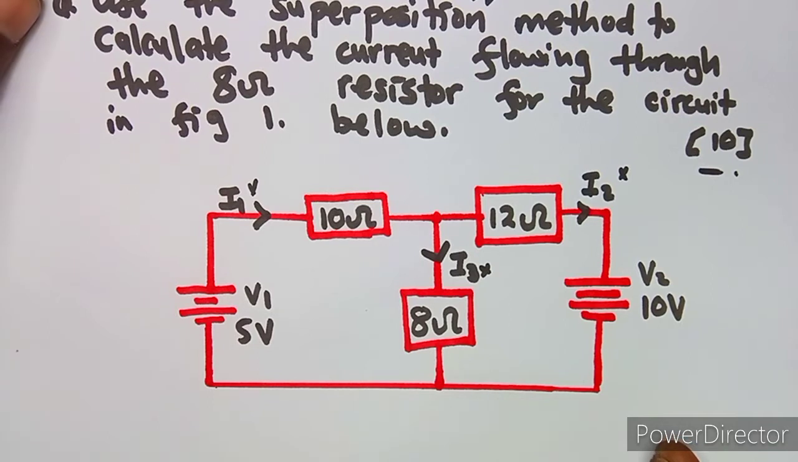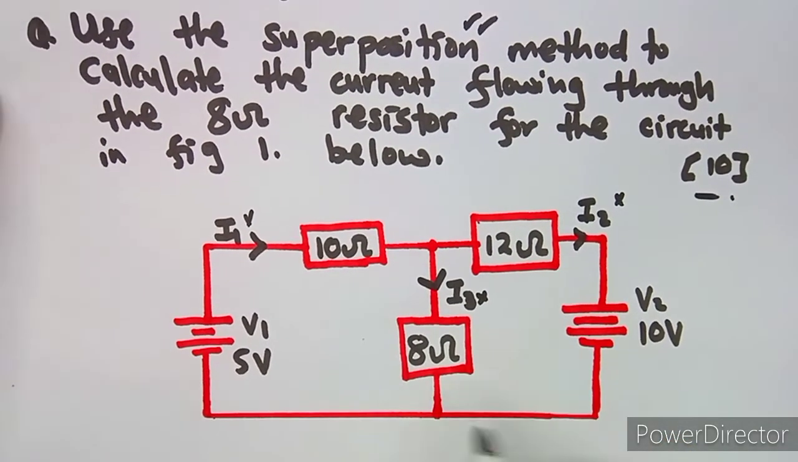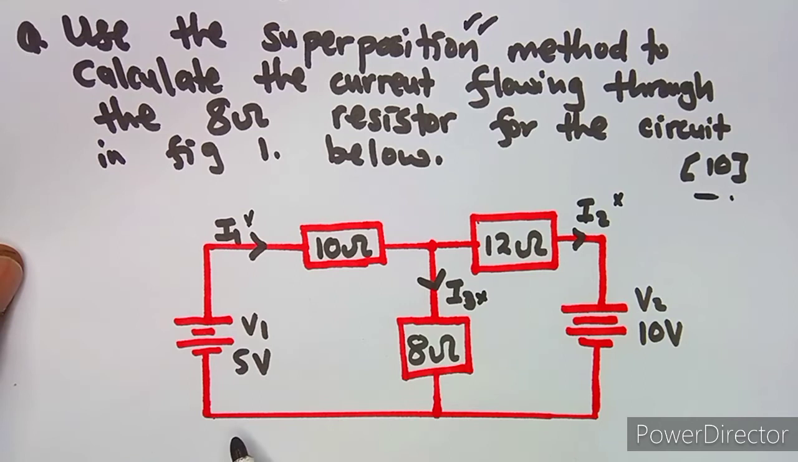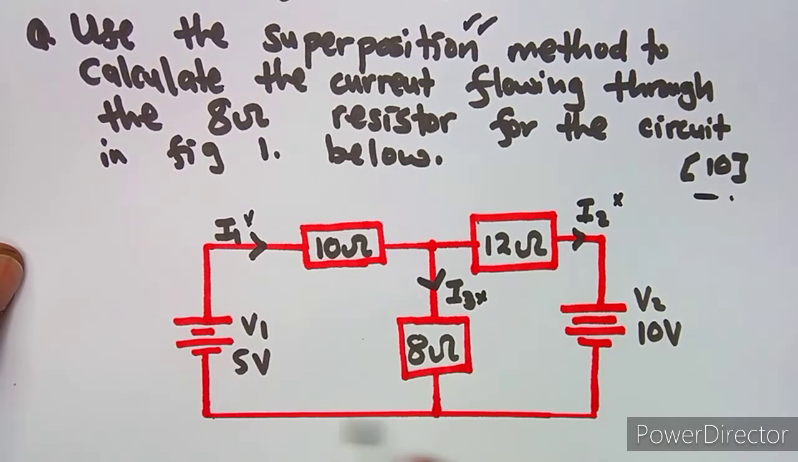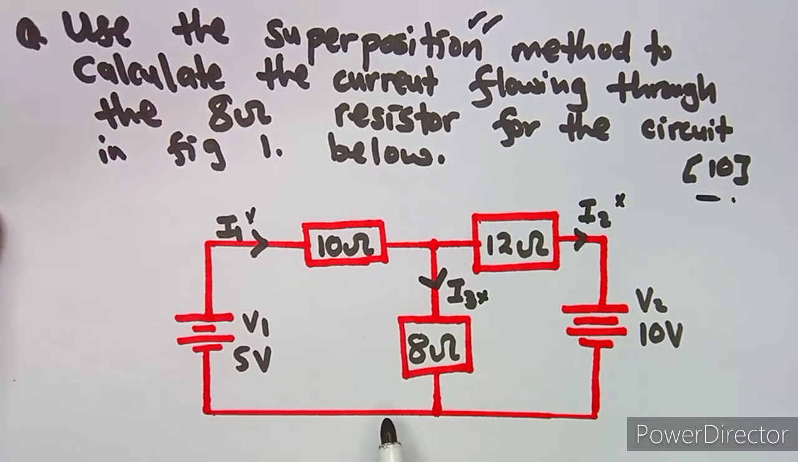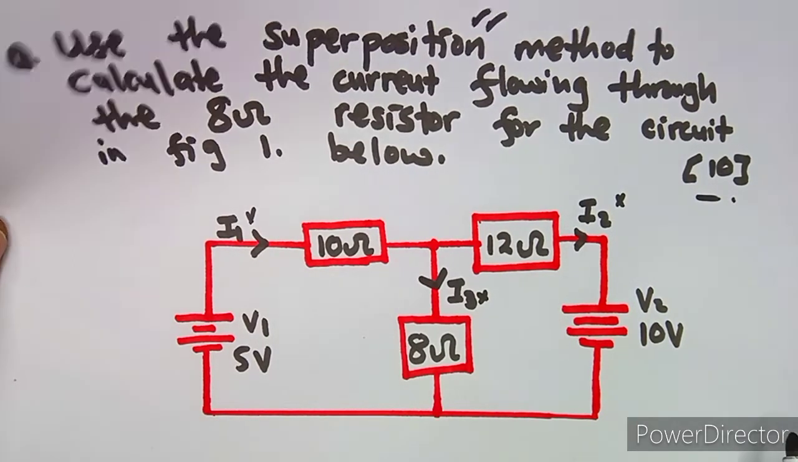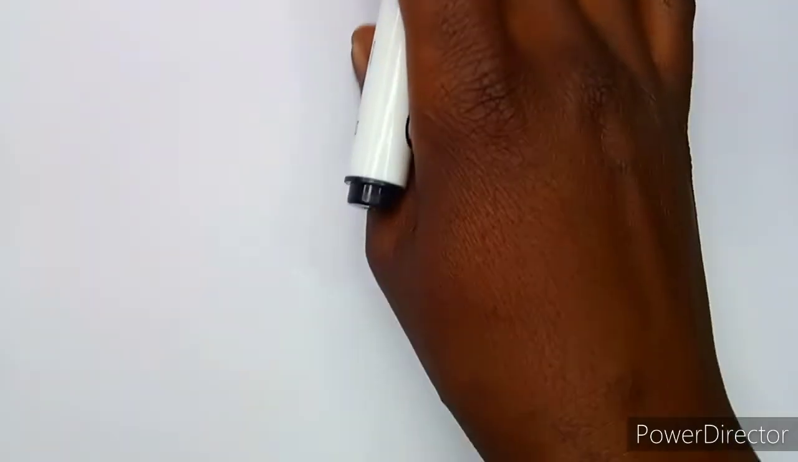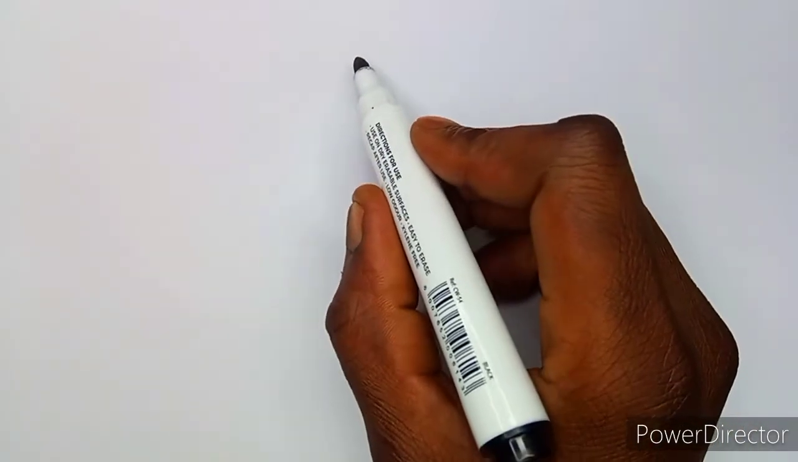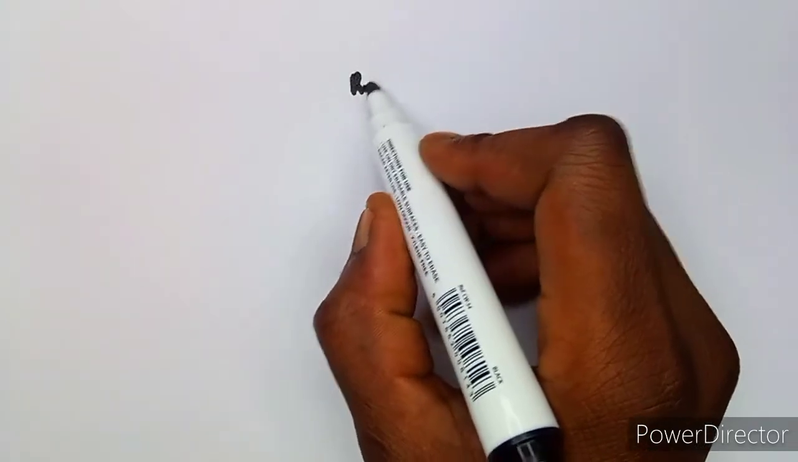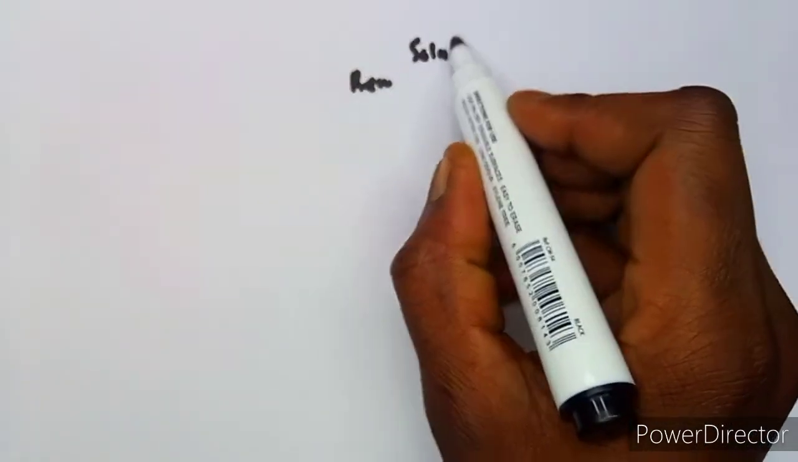When you're answering this question, remember the stages: you have to remove one of the sources here. When you remove one of the sources, you calculate the current that is going to flow through the 8 ohm resistor using the stages of superposition. So which stages are we talking about? Let's start this way. I'm going to remove the first source, which is the voltage of 10 volts. So let's just write the solution here.